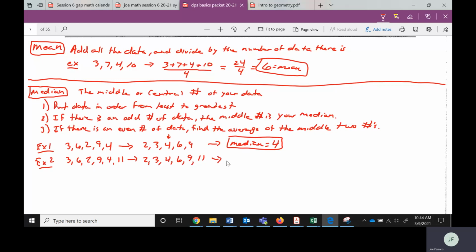Okay. So now we have 1, 2, 3, 4, 5, 6. So we have to find the middle 2 numbers. Usually if there's 6, if you take half of that and just count out 1, 2, 3, and then the other way 1, 2, 3, those should give you the middle 2 numbers. And we have to find the average of those, meaning we add them up and divide by 2.